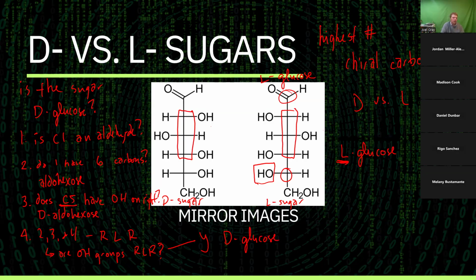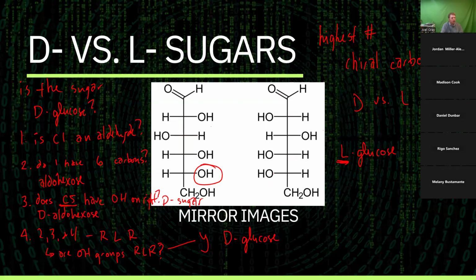Okay. Now, I bring this up because one of the things that I've seen over the years is that some folks will look at a structure of a D sugar, and then I'll say, okay, now could you draw the L version of that? And what they'll do is they'll take this OH group and they'll put it on the opposite side. And they'll say, there we go, I'm done. The thing is, when they do that, they haven't changed any of the other OH groups.